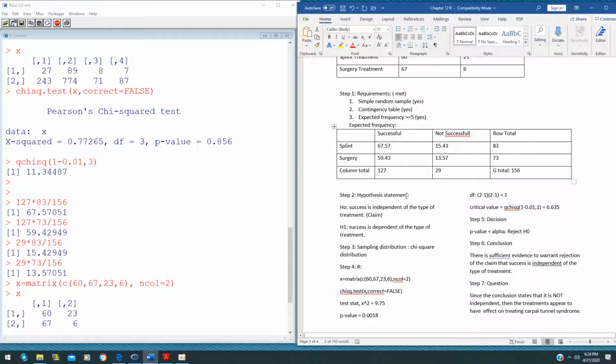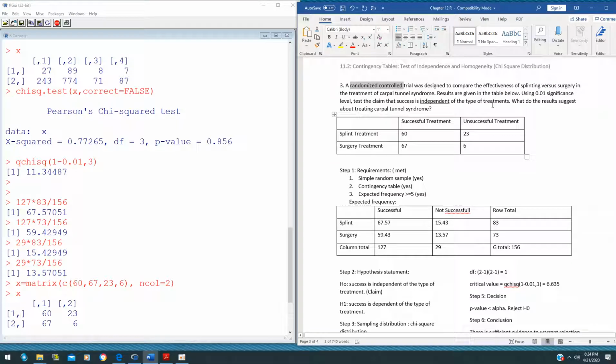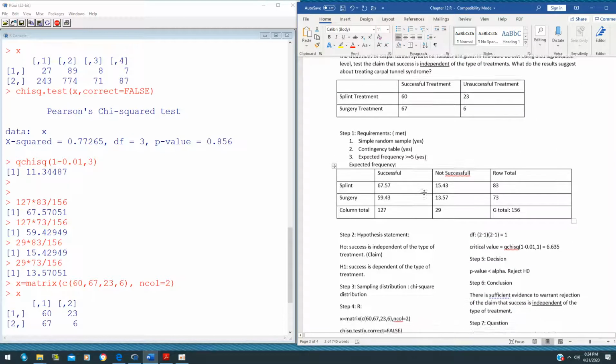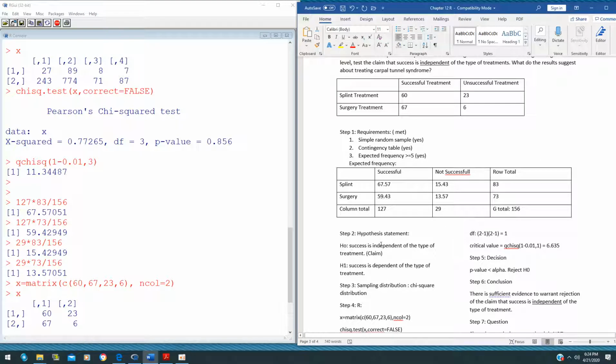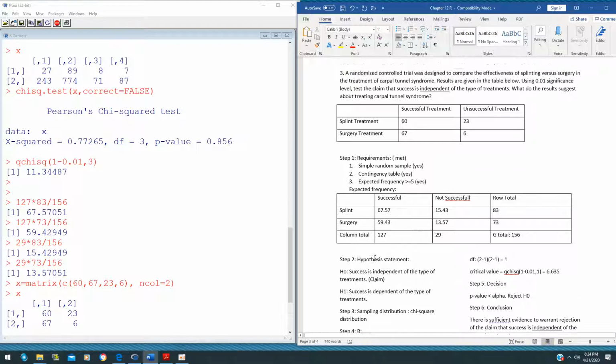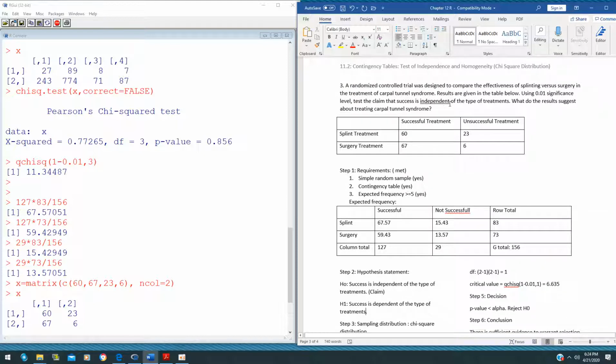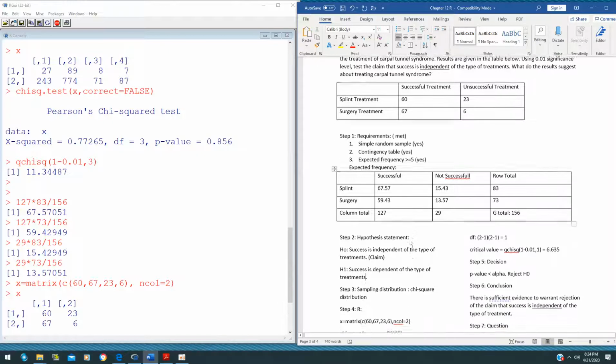Your hypothesis testing is asking, since the claim is that the success is independent of the types of treatments. So your null hypothesis is telling us that the success is independent. That's your claim statement for this case. And the alternative hypothesis is that the success is dependent on the type of treatments. So make sure, again, I'm not underlining this in your test, so make sure you know this is a test of independence here.